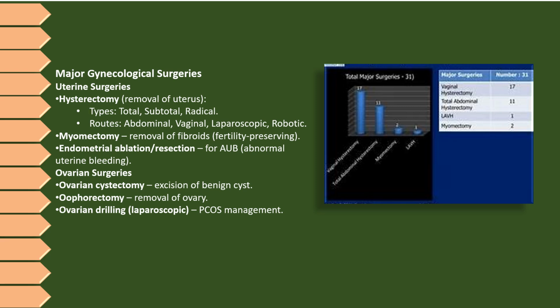Ovarian drilling, which is a laparoscopic procedure, may be performed in patients with polycystic ovarian syndrome to restore ovulation. Here is the incidence of hysterectomy. Vaginal hysterectomy is preferred more as compared to total abdominal hysterectomy, and total abdominal hysterectomy is preferred over the laparoscopic. Then myomectomy is preferred lastly.